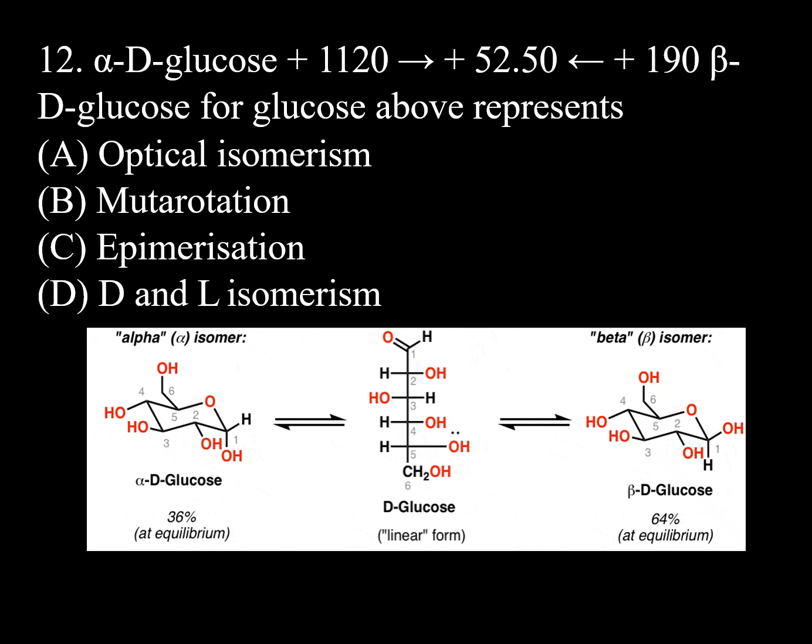Question number 12: alpha D-glucose, plus 112 degrees, plus 52.5 degrees, plus 19 degrees, beta D-glucose. For glucose, the above represents: option A, optical isomerism; B, mutarotation; option C, epimerization; option D, D and L isomers. The right option for this is mutarotation.